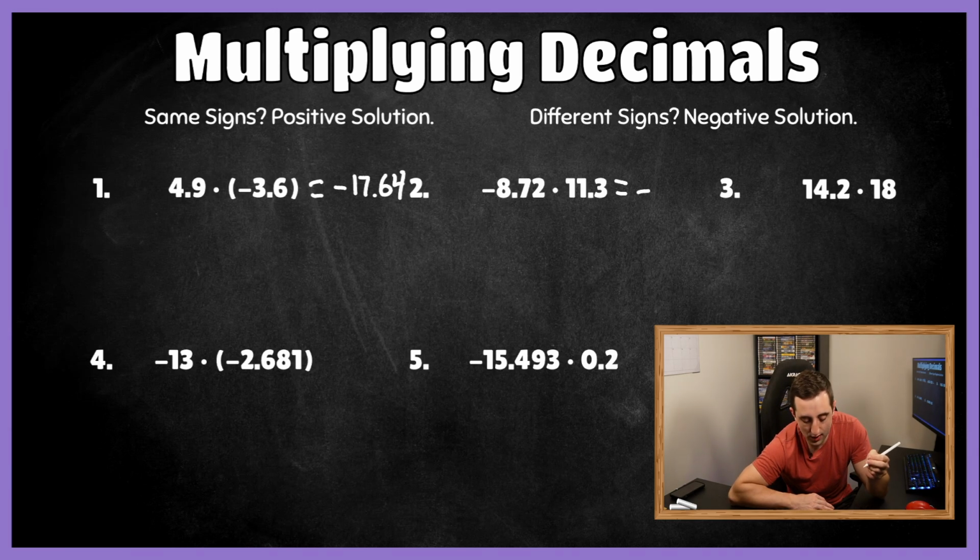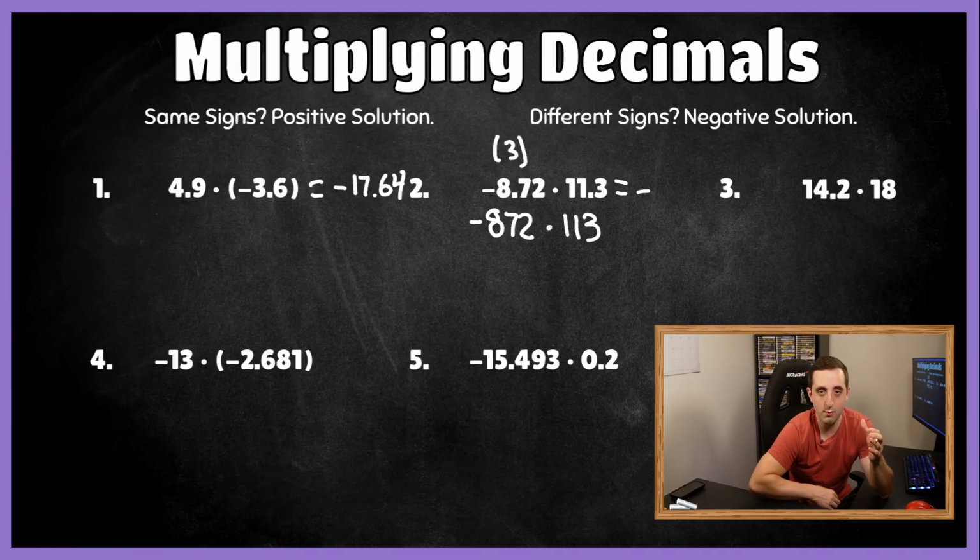And now let's go ahead and count how many numbers are behind each decimal point. In the first one we have 2, and the other one we have 1. So there's a total of 3 digits behind the decimal points. And now I'm going to rewrite the problem without any decimal points at all. So we have negative 872 times 113. And again, don't worry about the 800 being negative, because you know the final answer is going to be negative at the very end regardless.